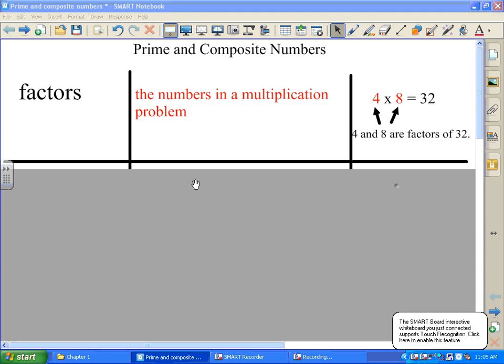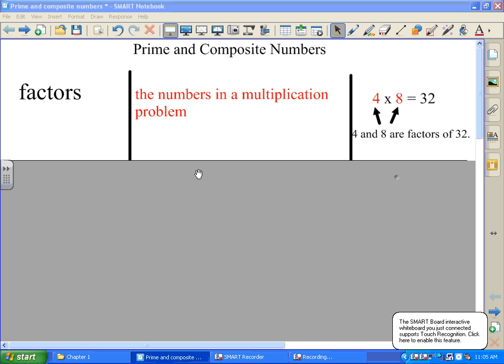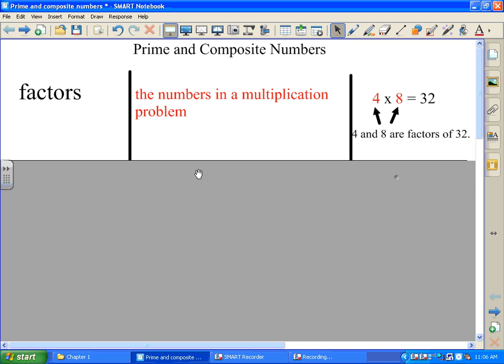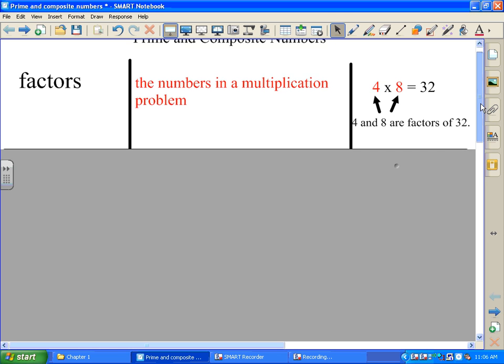Now, the first thing, which we learned the other day, is factors again. You really have to understand what factors are when you're talking about prime numbers and composite numbers. So write the word down. Factors. And again, factors are just numbers in a multiplication problem. So 4 times 8 equals 32. So the numbers 4 and 8 are factors of 32. Okay? So 4 and 8 are factors for the number 32.